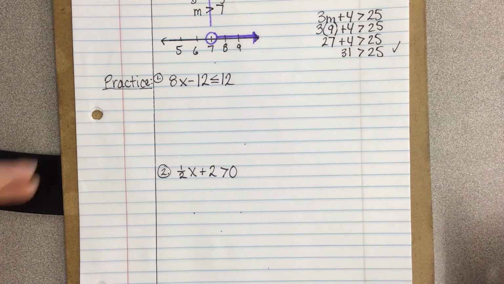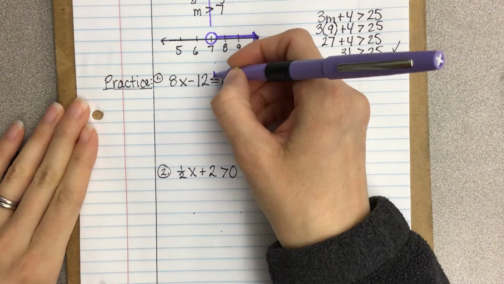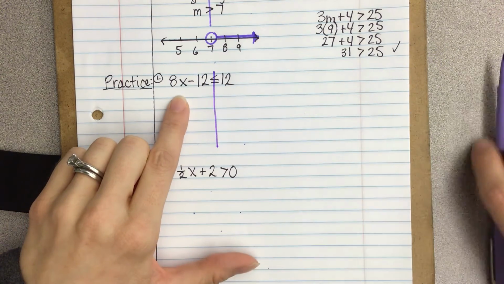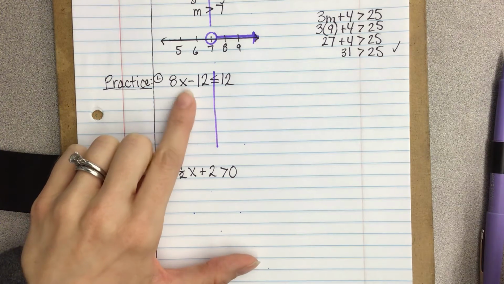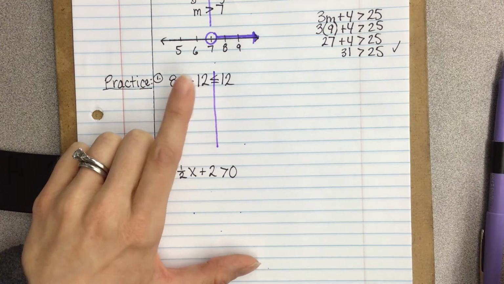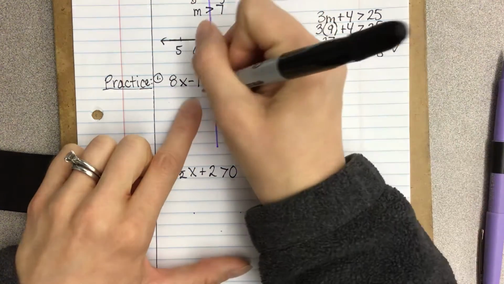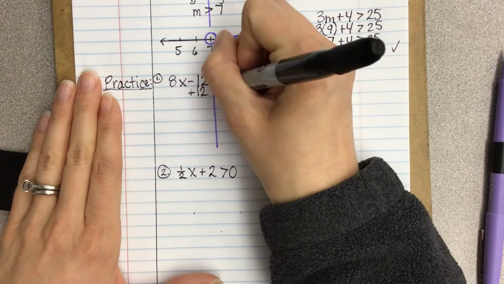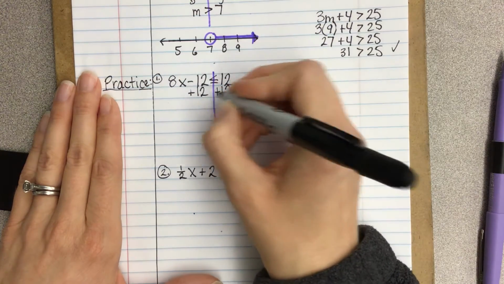All right, let's see how you did. I'm going to start with my balance line. I locate the side that has the variable. You're multiplying by 8 and then subtracting 12. We're going to undo our addition and subtraction first, always. So I'm going to add 12 to both sides.